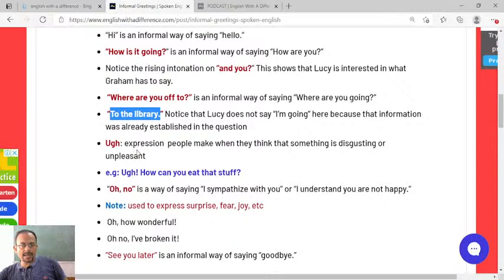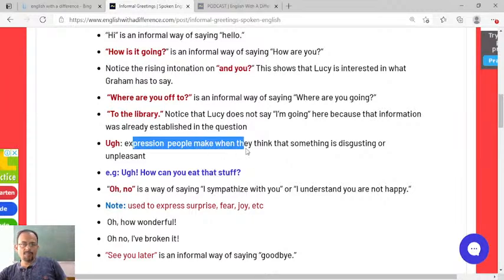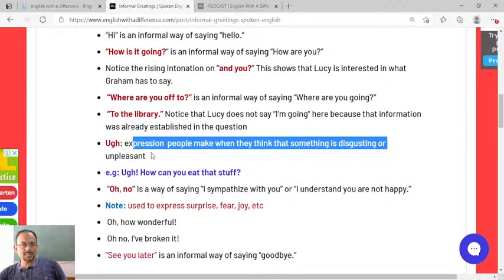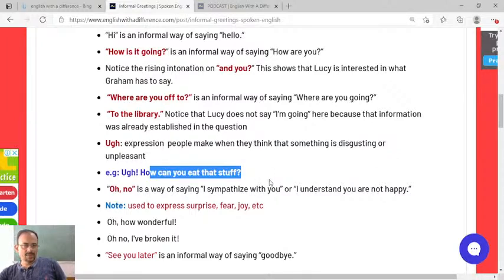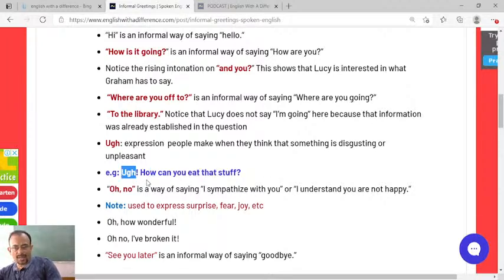Okay, an expression people make when they think that something is disgusting or unpleasant. Like, how can you eat that stuff? So, if you are disappointed or if you are feeling unpleasant, in that case, you can use this expression. Like, the example here is given: how can you eat that stuff?